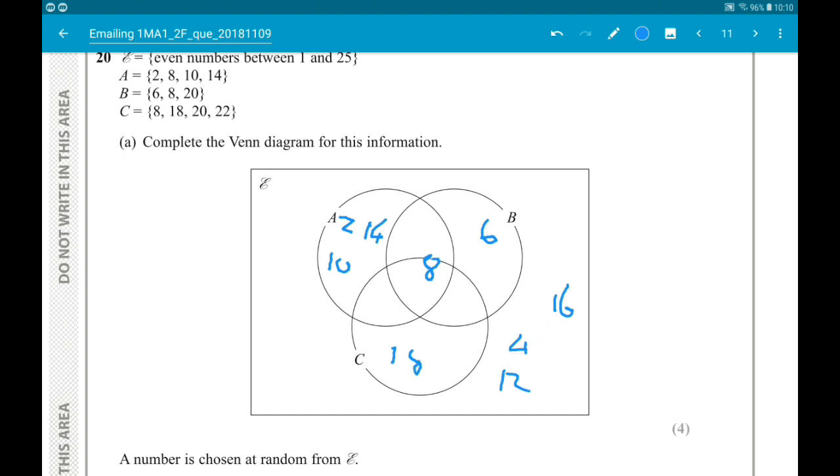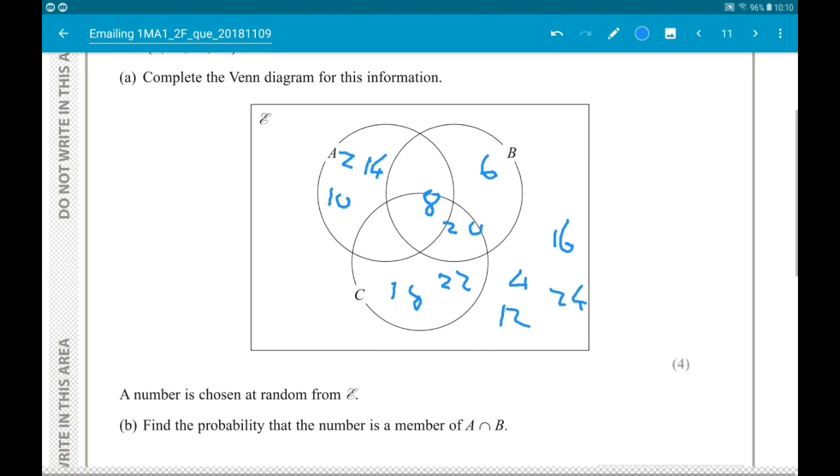20 is in B and C, so that's going to go there. 22 is only in C, and 24 is in none of the subsets, so it goes in the rectangle. So that is the Venn diagram.